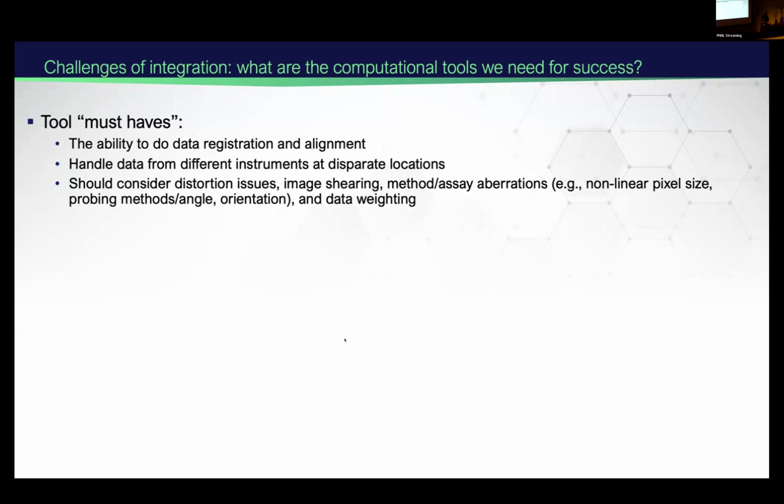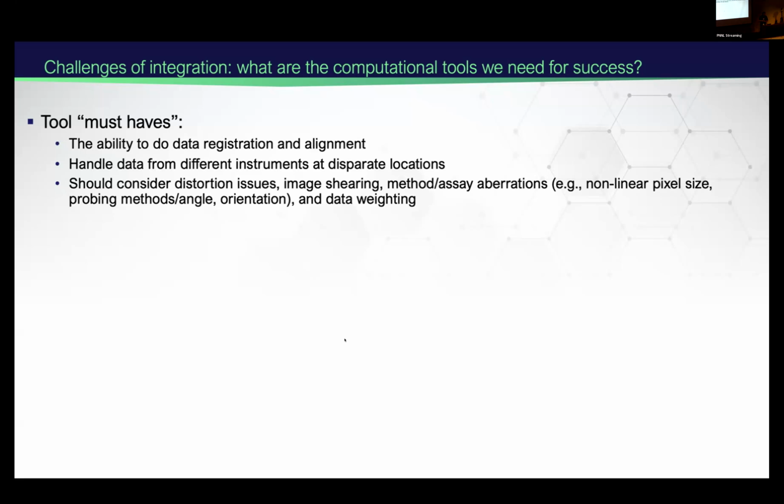So what I've heard so far from this meeting, related to the computational tools we need for success, is that there are must-haves. There's the ability to do data registration and alignment. We need to have that, right? We need to be able to handle data from different instruments at disparate locations, whether it's Runima doing the multimodal and other microscopy data here at EMSL, and then sending it to Jocelyn to do the X-ray, XRF, et cetera, imaging happening over at SSRL. Those are two different imaging systems, but they're also in different locations. So we've got to think about that.